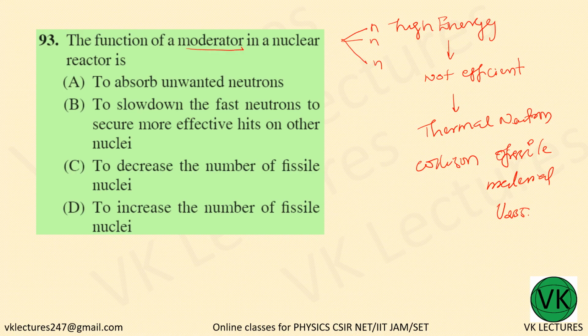Now your option B is the correct one. Now look at option A, to absorb unwanted neutrons. These unwanted neutrons are absorbed by graphite, carbon. We use carbon rods for absorbing these unwanted neutrons. So here option B is the correct answer.